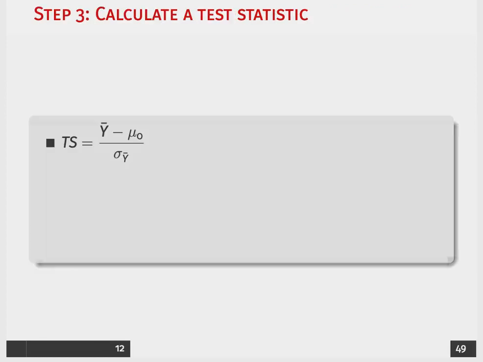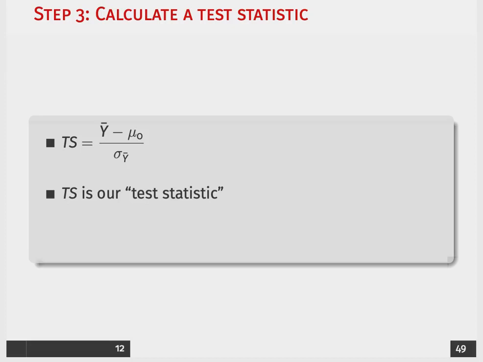Since we are doing a two-sided hypothesis test, we are going to subtract mu naught, which again is what we believe under the null hypothesis to be equal to the sample mean, which in this case is represented by y bar. And the difference between those two is over the standard deviation that we find in the sample. The TS is just an abbreviation for our test statistic.